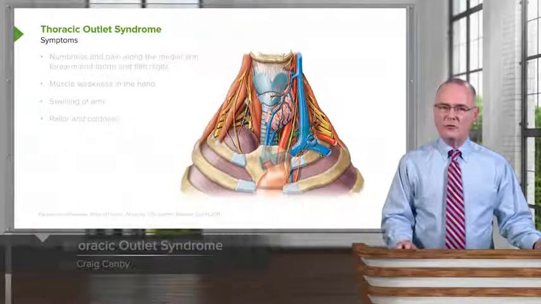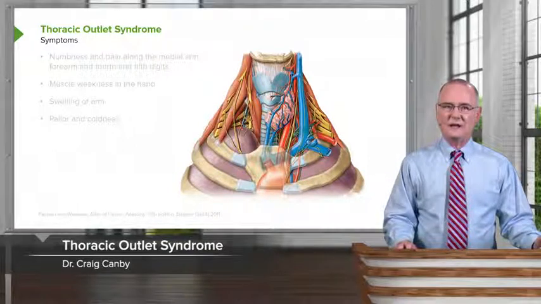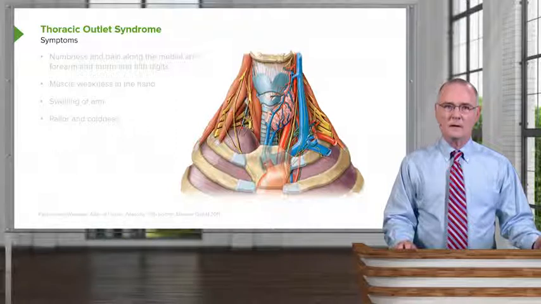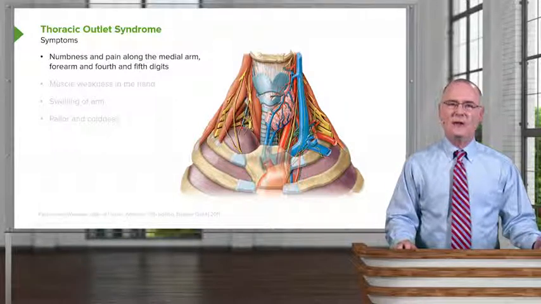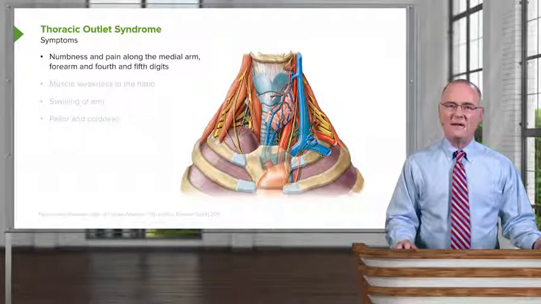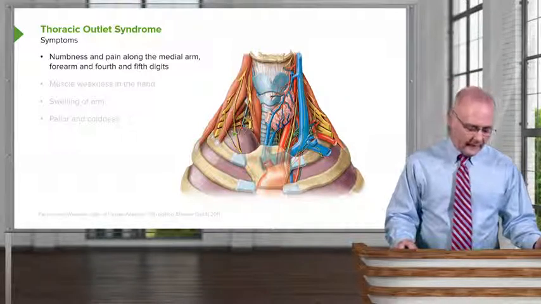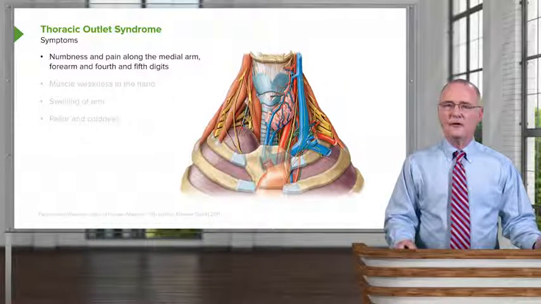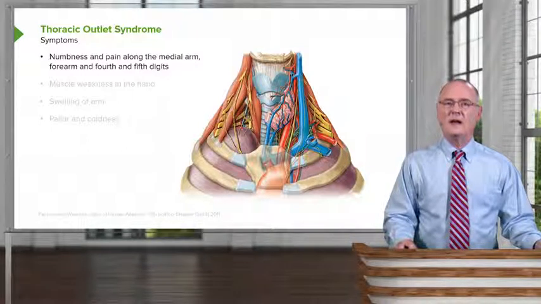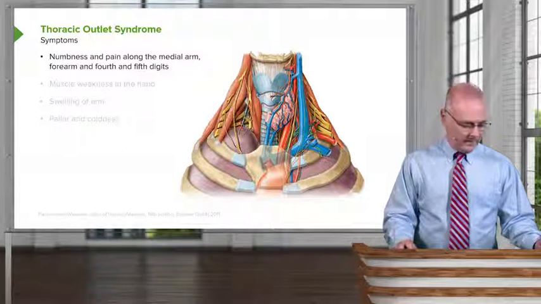What are some of the symptoms then of thoracic outlet syndrome? One symptom is numbness and pain along the medial arm, forearm, and the fourth and fifth digits. This would be due to the involvement of the inferior trunk region of your brachial plexus, the C8 and the T1 dermatomal areas that supply the skin of these regions.